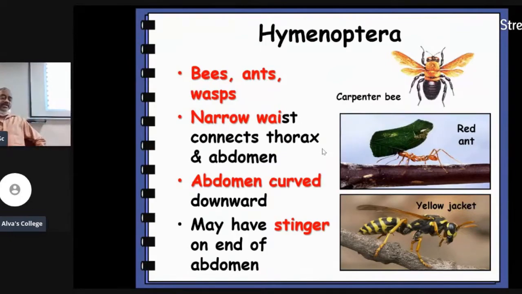Students, you just see the first insect. These are called carpenter bees. They make a hissing noise whenever they are flying, and if your ears are nearby, you can hear that hissing noise.